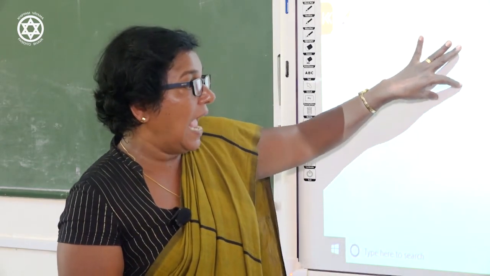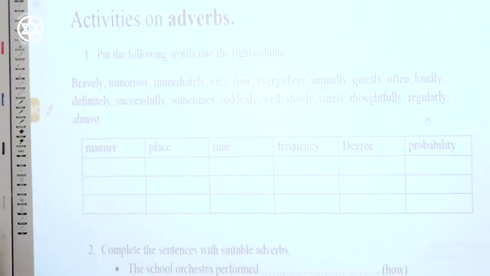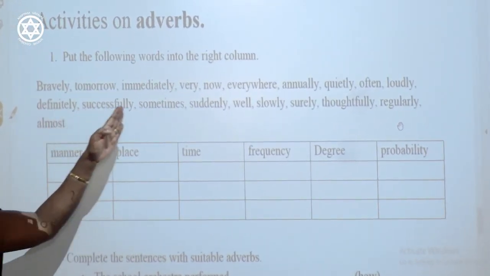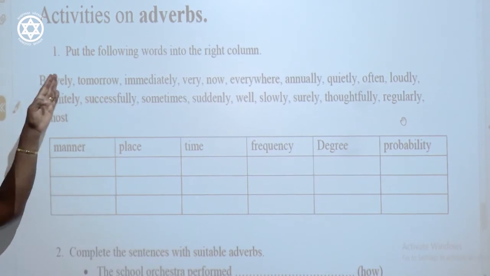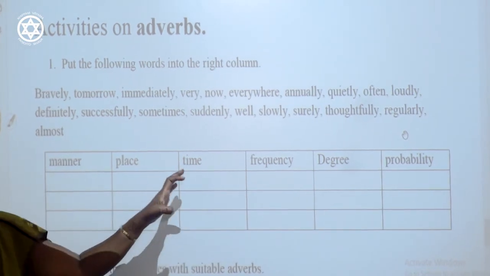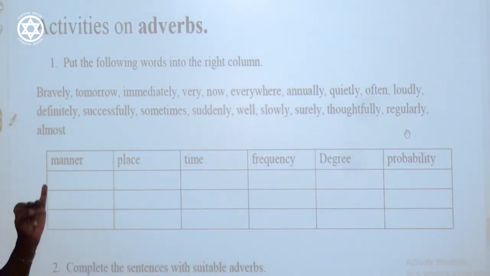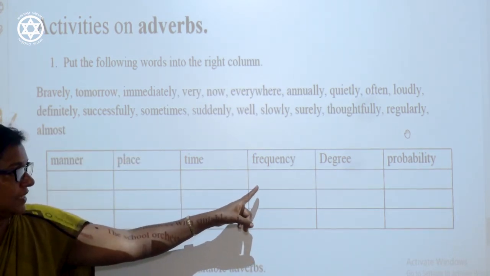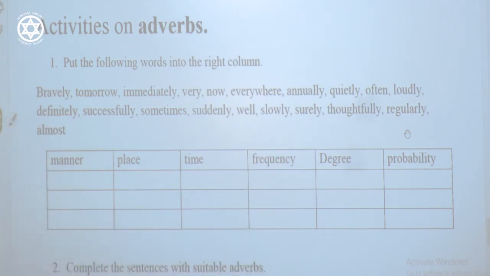So, I have prepared some activities for you in this lesson, activities on adverbs, right? I have given you several adverbs here so that you have to identify these adverbs and put them into the right category. So, you know the adverbs of manner, place, time, frequency, degree, and probability. Let's take this first, bravely.